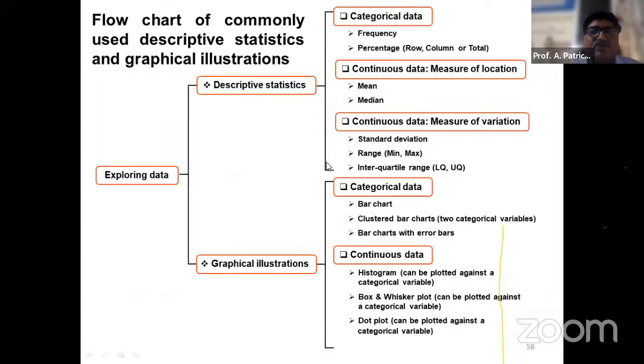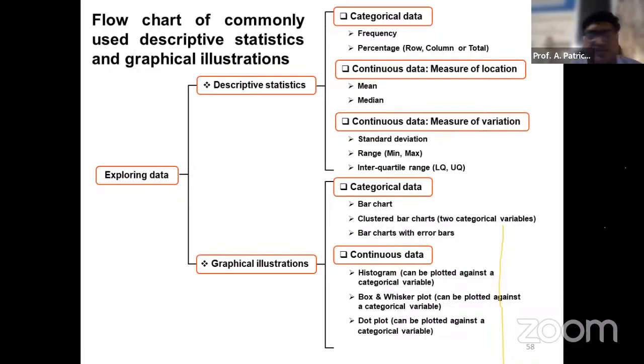So this is where we use descriptive statistics and graphs. What kind of graphs do you use? You can use percentages, or you may want to measure location for continuous data: mean, median, variation. For categorical data, ordinal or nominal, it could be bar charts or clustered bar charts. And for continuous data, for graphs, histogram, box plot, or dot plot: these are different tools that you have.